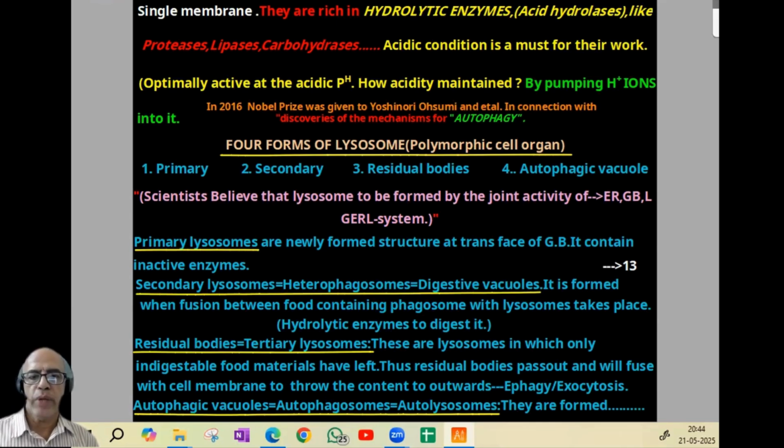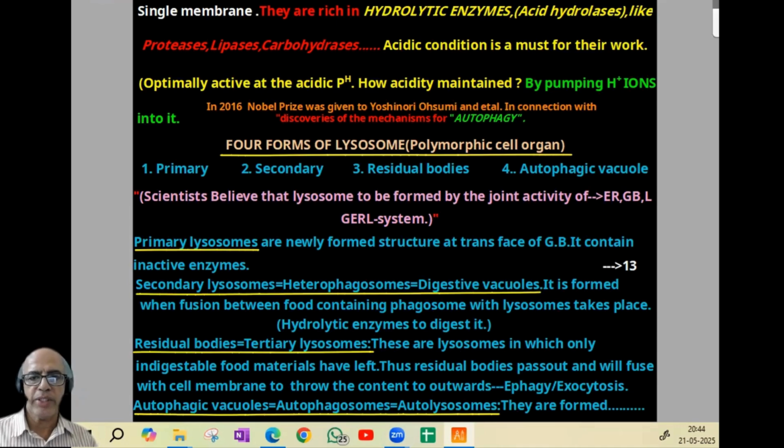Now, four forms of lysosome, that is why it is called polymorphic cell organelle: primary, secondary, residual bodies, autophagic vacuoles. See, scientists believe that lysosome is formed by the joint activity of endoplasmic reticulum, Golgi body, then lysosome. So there is a system called GERL, Golgi body endoplasmic reticulum lysosome system. Now, primary lysosomes are newly formed structures at trans face. So it will be formed in trans face of Golgi body.